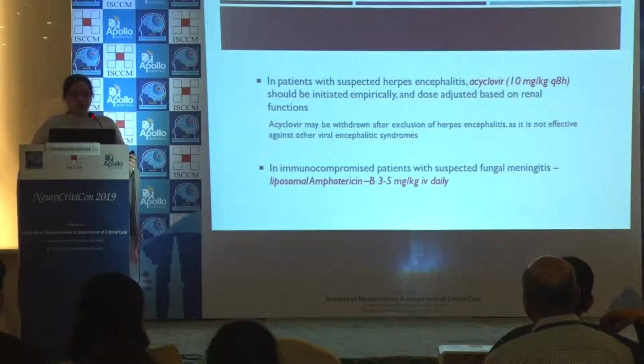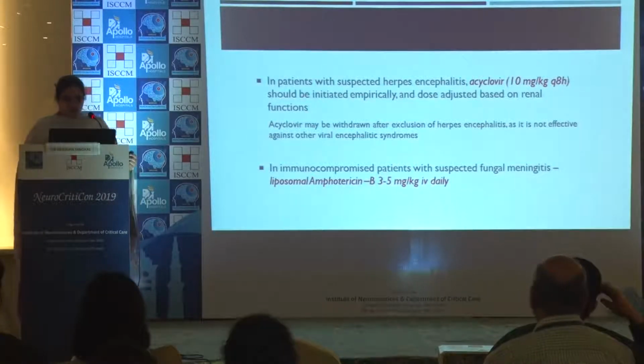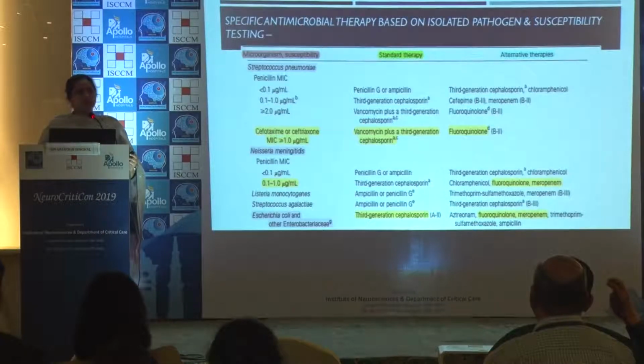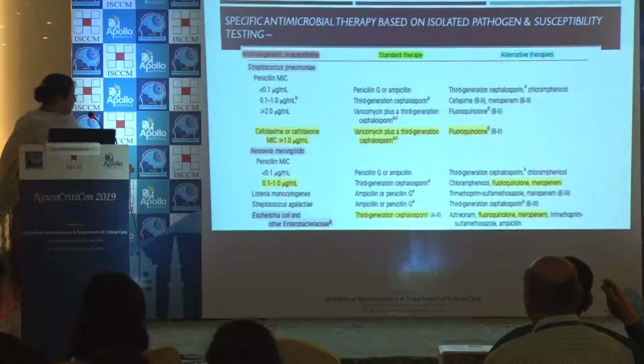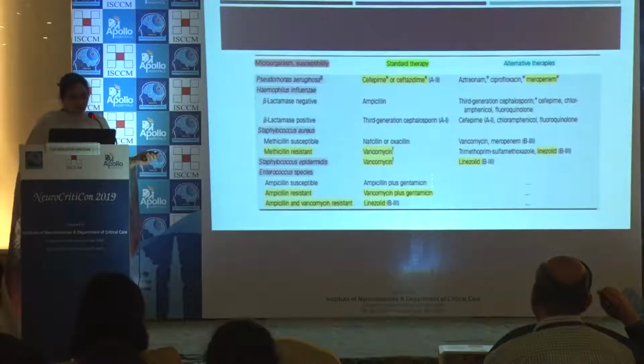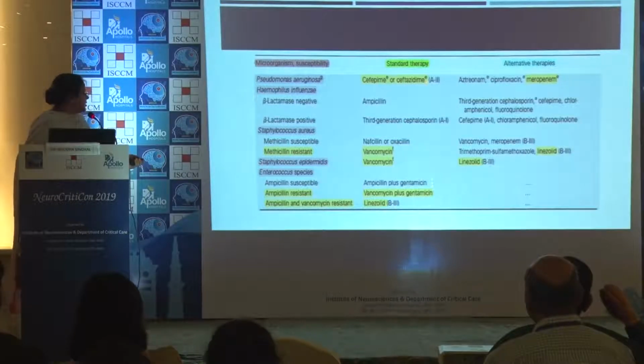In immunocompromised patients with suspected fungal meningitis, of course, you have to start liposomal amphotericin B, 3 to 5 milligrams per kg IV daily. And this is the specific antimicrobial therapy based on isolated pathogen and susceptibility testing. I think we've covered, depending upon the organism. All right, vancomycin plus a third generation cephalosporin. In all of these, if you have Pseudomonas, you need to start an anti-Pseudomonal cephalosporin, cefepime or ceftazidime, or you may go on to meropenem.